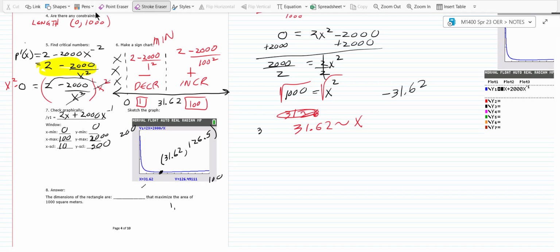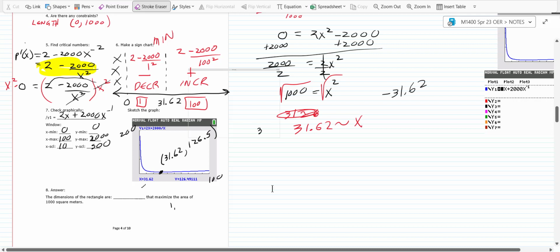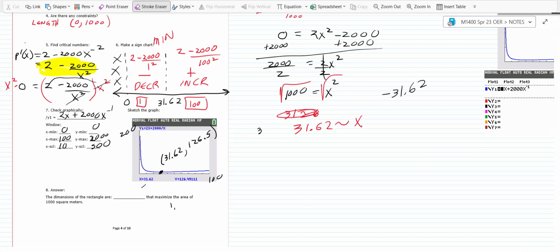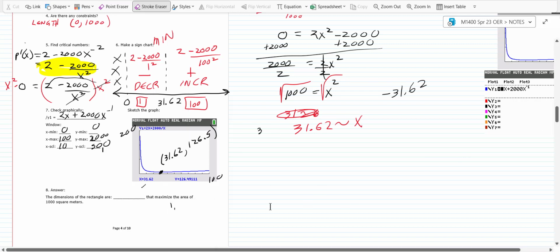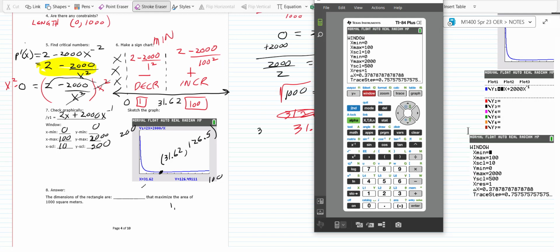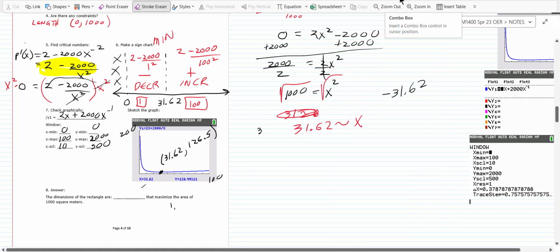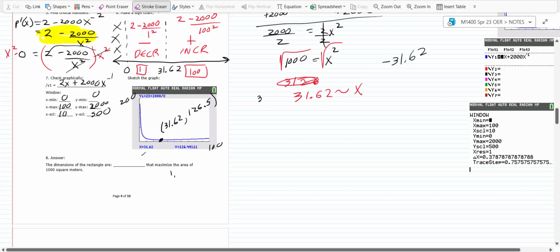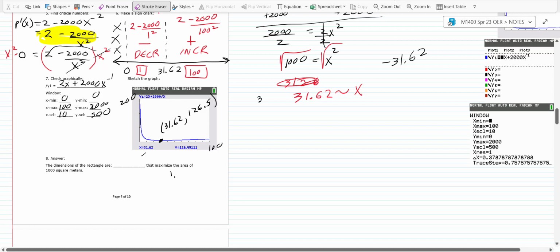Say that again. Oh, on my window? Yeah, what I did was this. I scaled by 500. So you just want to have a good enough window that you can visually see whether that's a minimum or not. Okay, so down in step 8, just draw yourself a rectangle.